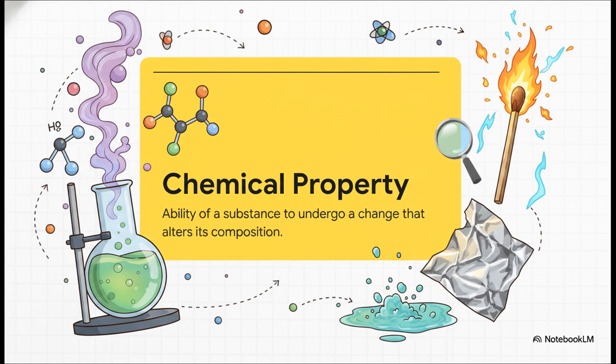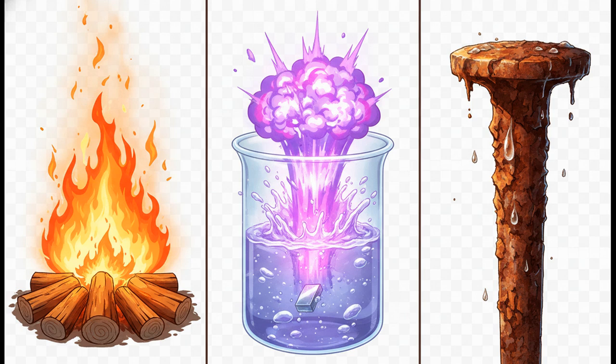You can't just stare at something and know it's flammable, right? You have to actually see it interact with fire and oxygen. Let's look at some heavy hitters here. We've got flammability, like wood burning in a campfire. There's reactivity, which can be super explosive, literally, like dropping potassium into water. There's corrosion and oxidation, like the slow, steady rusting of an iron nail. And of course, properties like toxicity and acidity. In every single one of these scenarios, the original substance is reacting and transforming into something totally new.